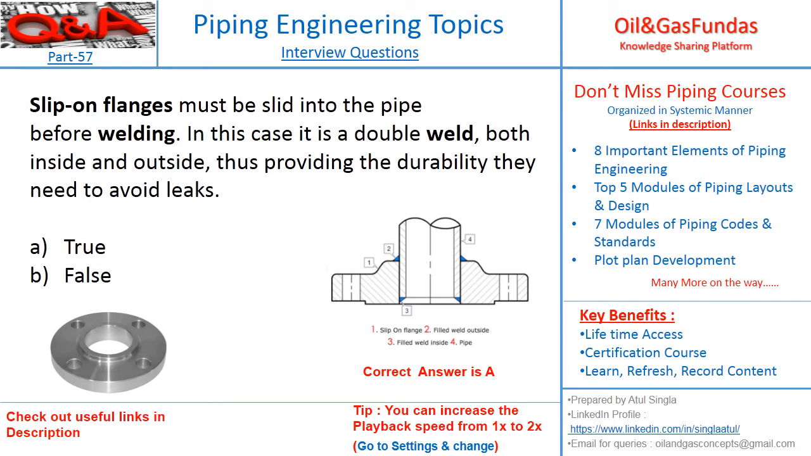The answer is true. If you look at the flange, this is the main picture of a slip-on flange, and this is how it is welded to the pipe. There is always some gap just to absorb the stresses because of welding. So this is what it is talking about.